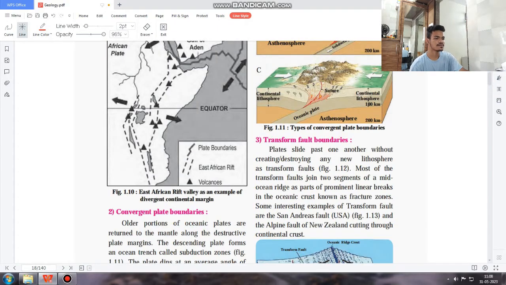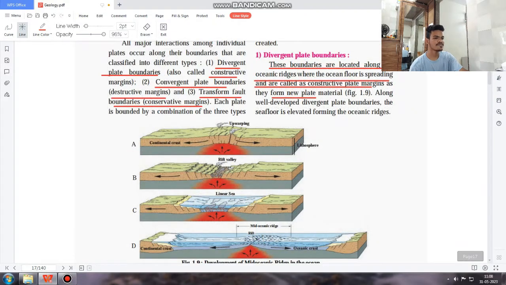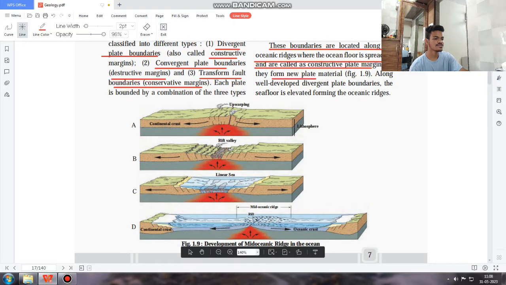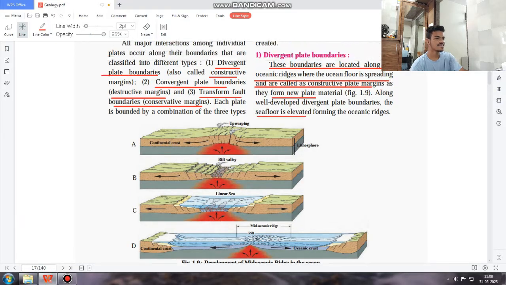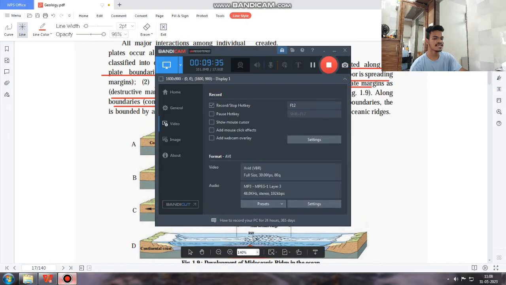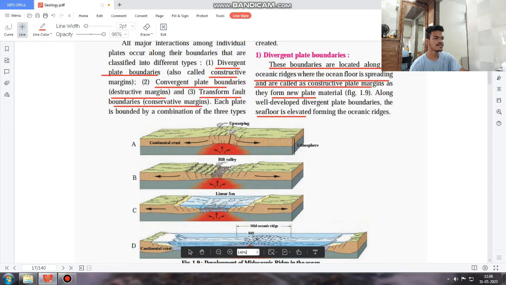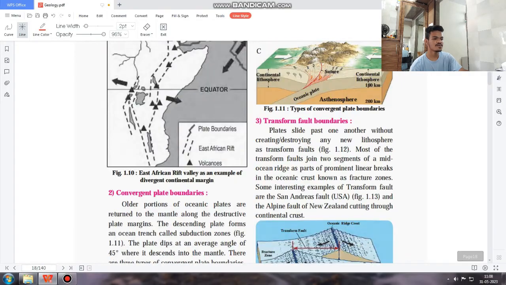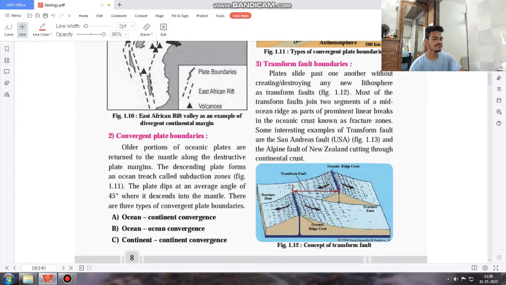This is the diagram for that Rift Valley. You can read and understand using this diagram. Along with it, the sea floor is elevated. So just give a small explanation and the example. That's it. This is the East African Rift Valley. Next we will move on to convergent plate boundaries.